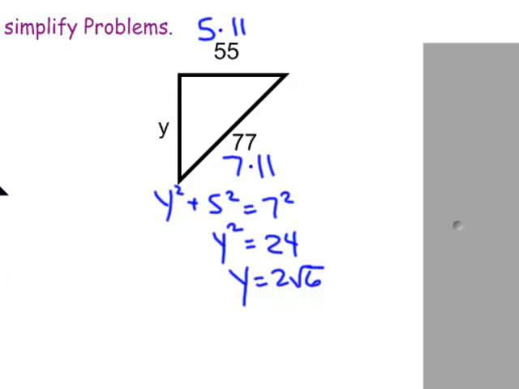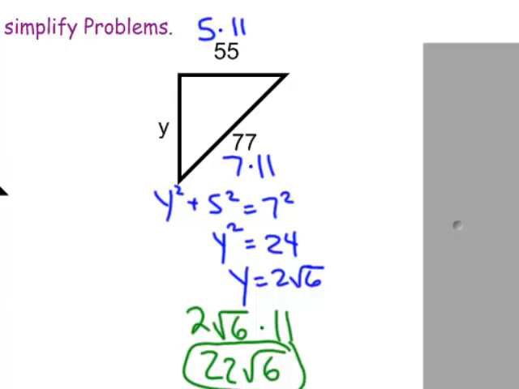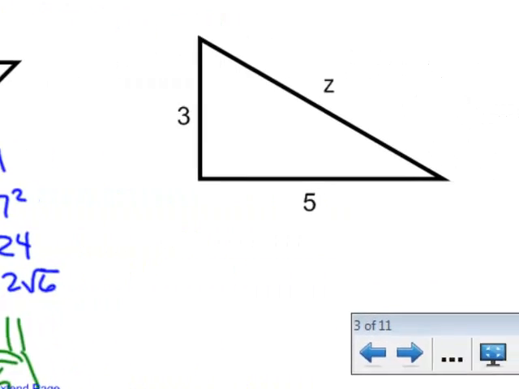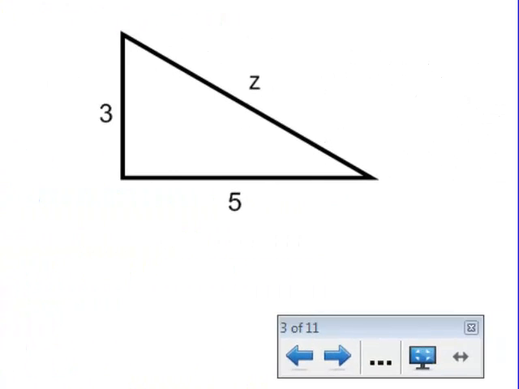So really, this third side would be 2 root 6 times 11, which is 22 root 6. It saves us from having to deal with really large numbers. How about this problem? Well, I notice there's a 3 and a 5, so I might say that the z is 4. However, there's a mistake there. Why is there a mistake there? Well, z is the hypotenuse, so it should be the largest number.